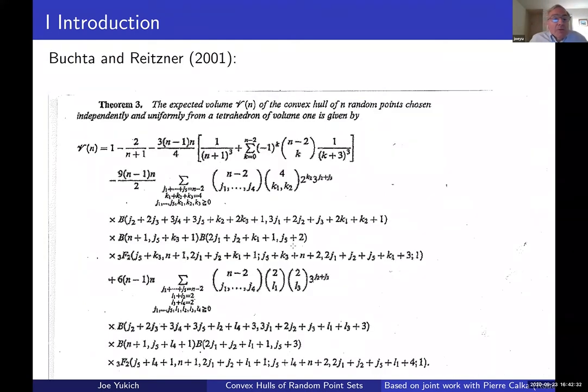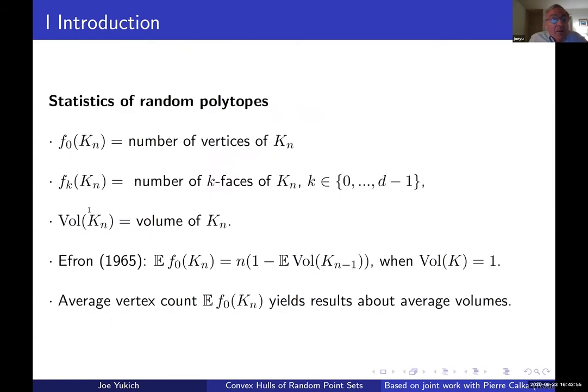You may try to guess the answer for the expected volume, but you probably would not have guessed this answer. Here is a formula for the expected volume of the convex hull of n random points put down uniformly at random in a tetrahedron. And the point of this transparency, hopefully it's not to lose you early in the talk, it's just to show that the formulas are becoming quite complicated and messy as the dimension increases and the number of points increases. All right, so let's go back to statistics of random polytopes.